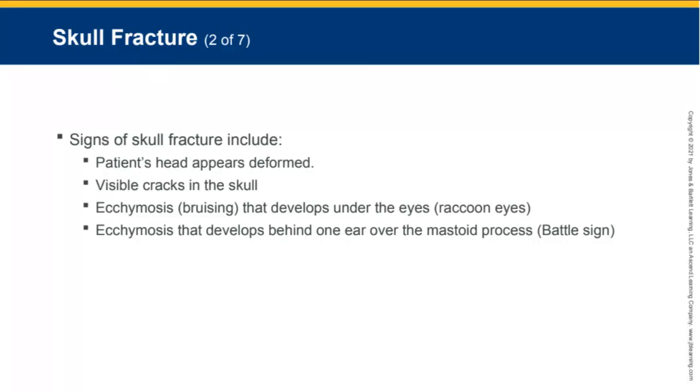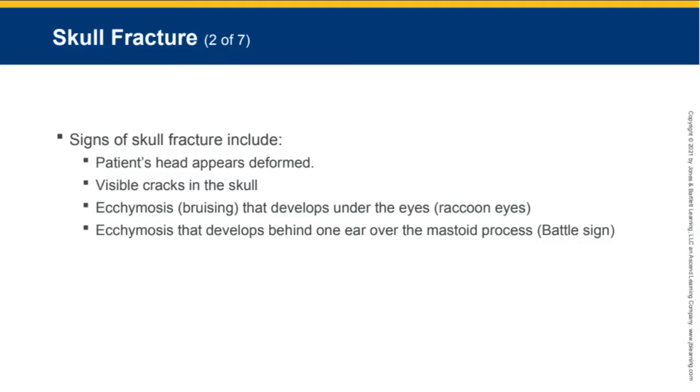Signs of skull fracture include the patient's head appearing deformed and visible cracks in the skull. There is ecchymosis, which is bruising that develops under the eyes, sometimes referred to as raccoon eyes. The raccoon eyes are something that doesn't develop right away, so you're not going to see it right away. So don't use it as a telltale sign to rule out a skull fracture.